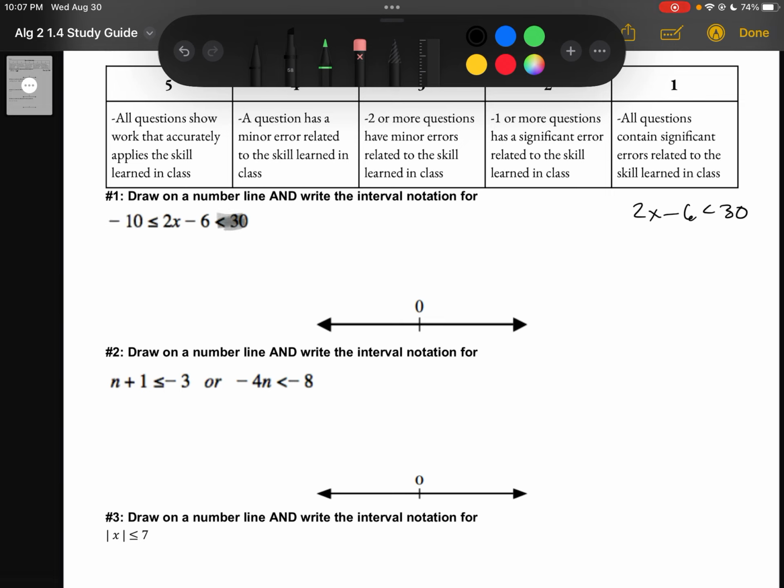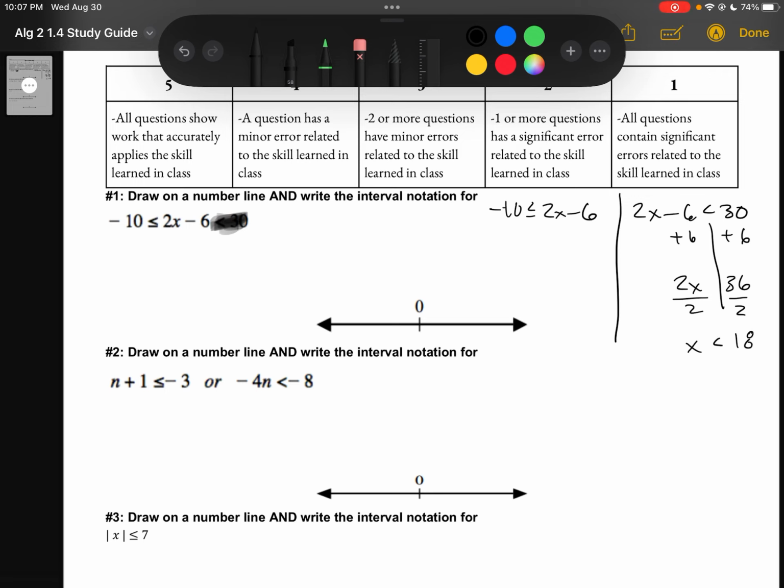And then if we look at the other side now, we also need to solve negative 10 is less than or equal to 2x minus 6. So two different things to do. But the nice thing is the steps are the same for both of them, just with different numbers. So add 6, divide by 2. We're going to get x and 18.